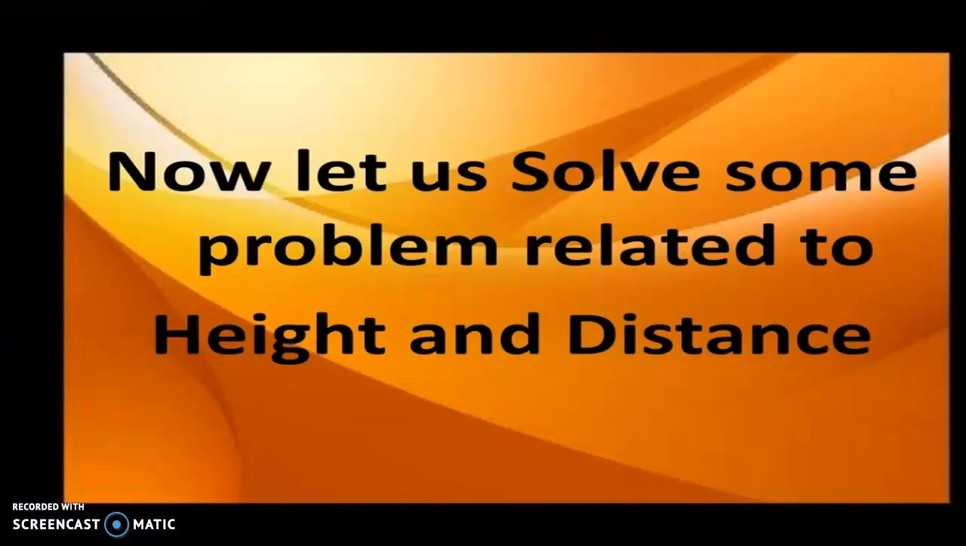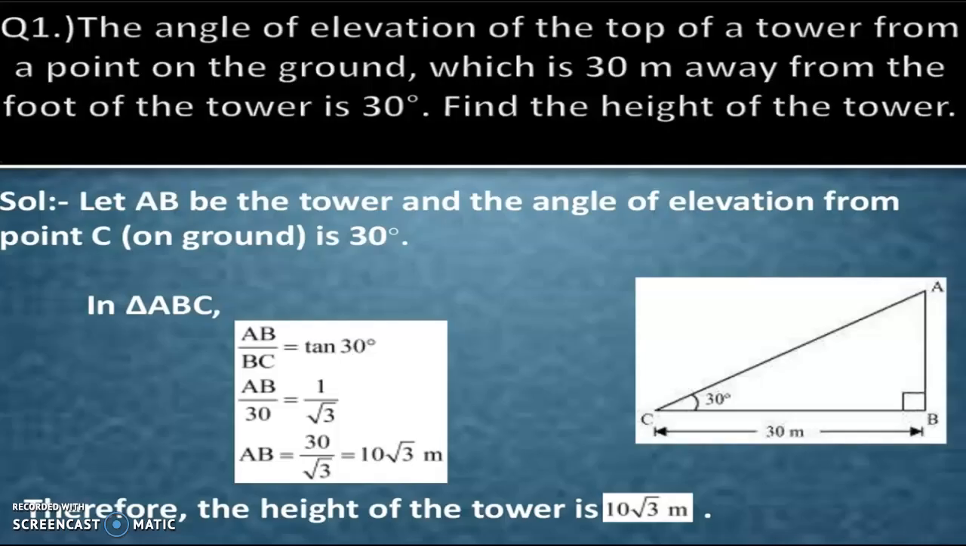So let's start. Let's solve some problems related to height and distance. So let's start with question number 1. The angle of elevation of the top of a tower from a point on the ground which is 30 meter away from the foot of the tower is 30 degree. Find the height of the tower.